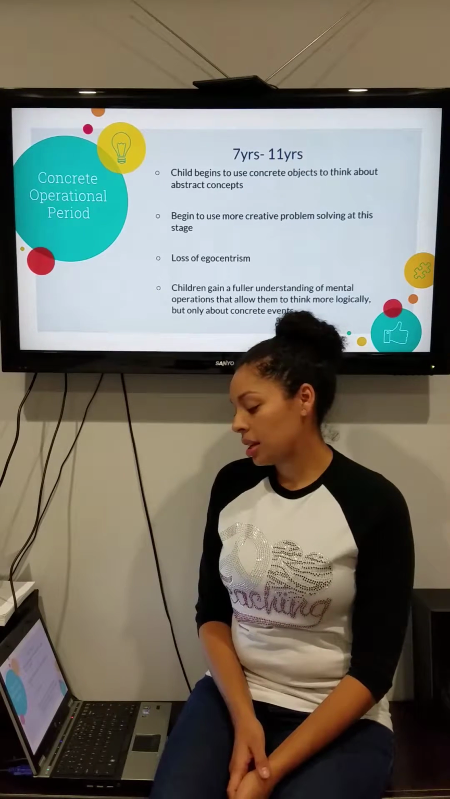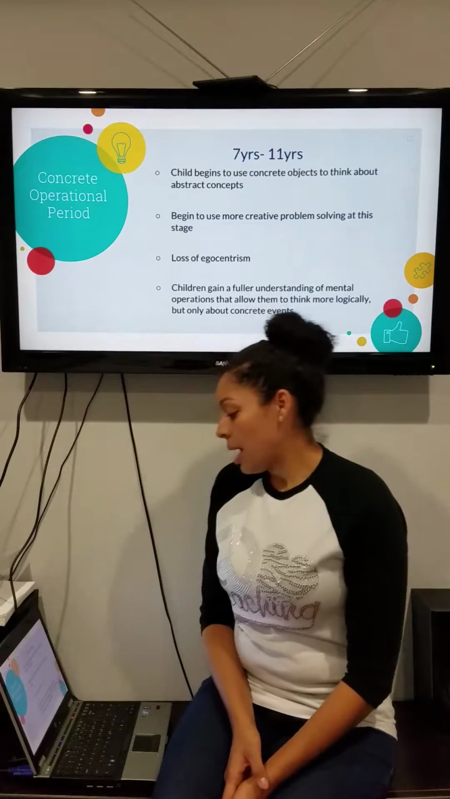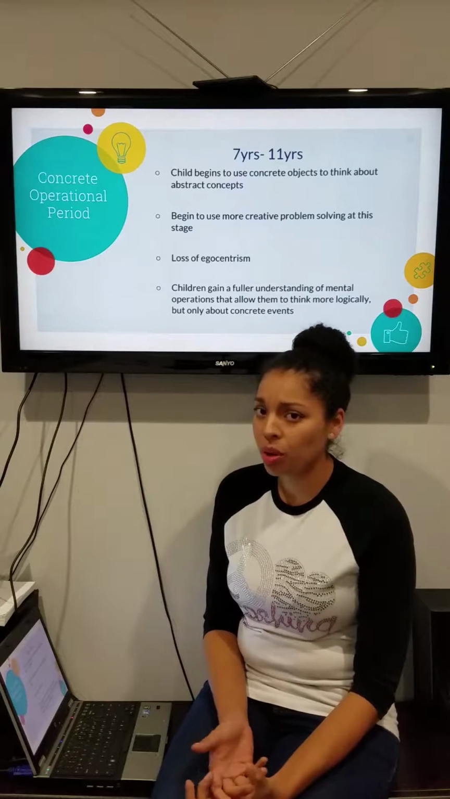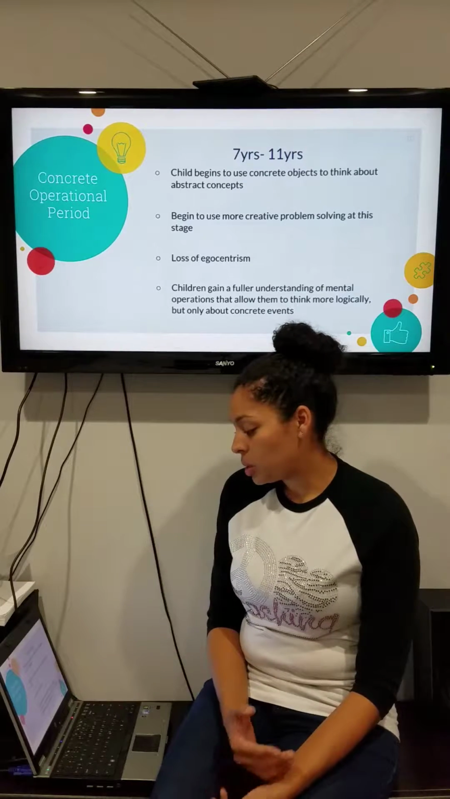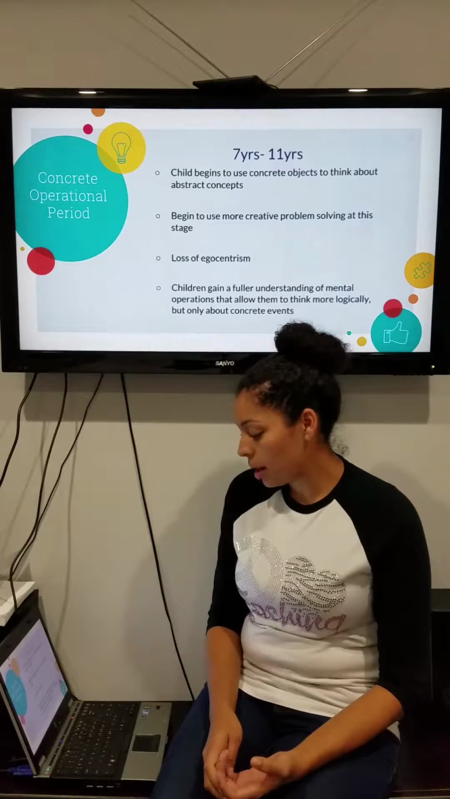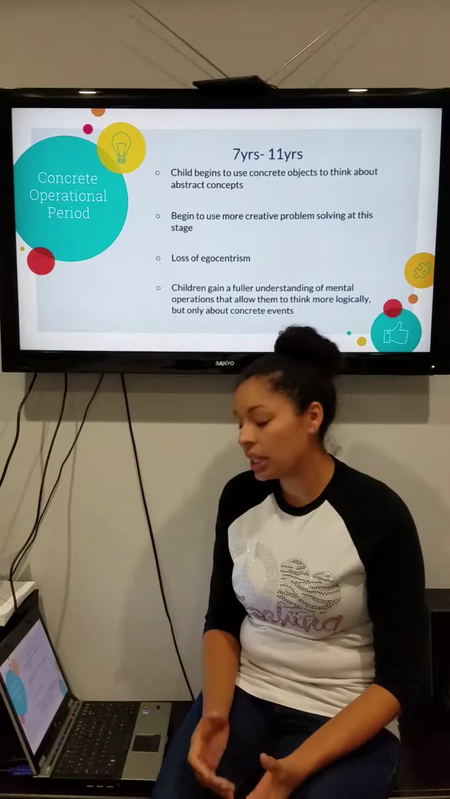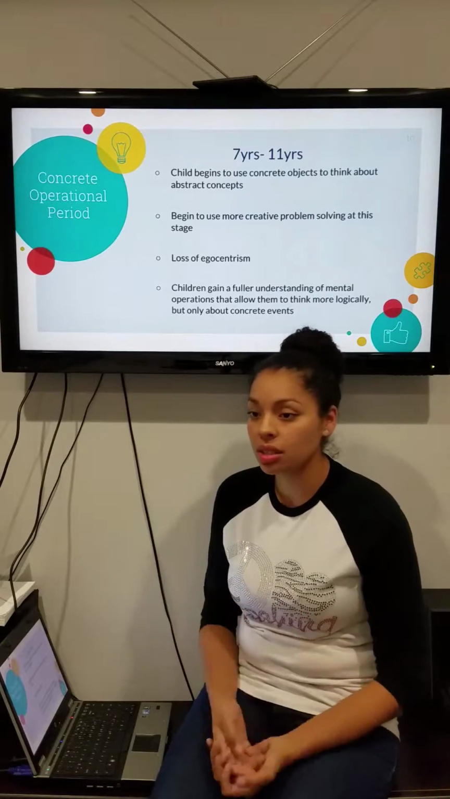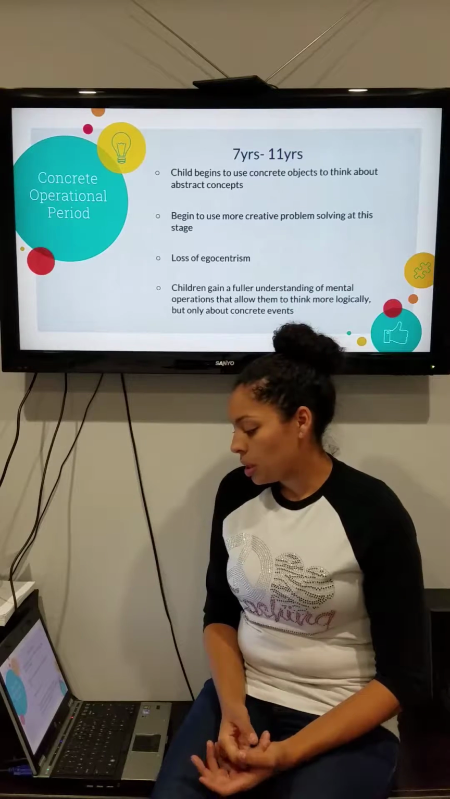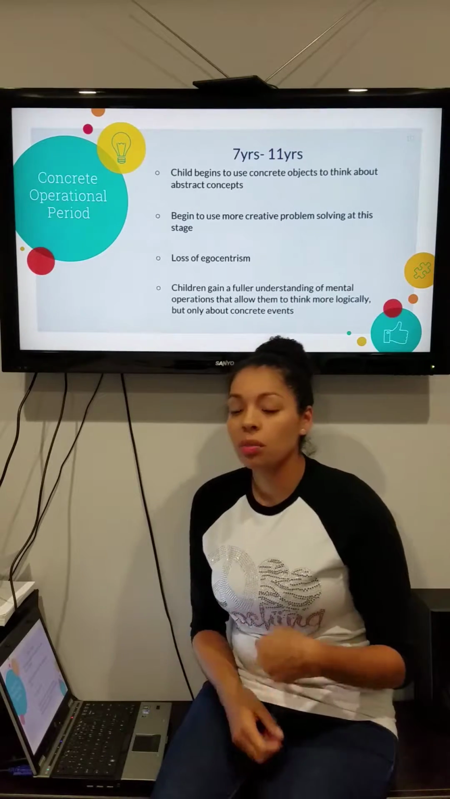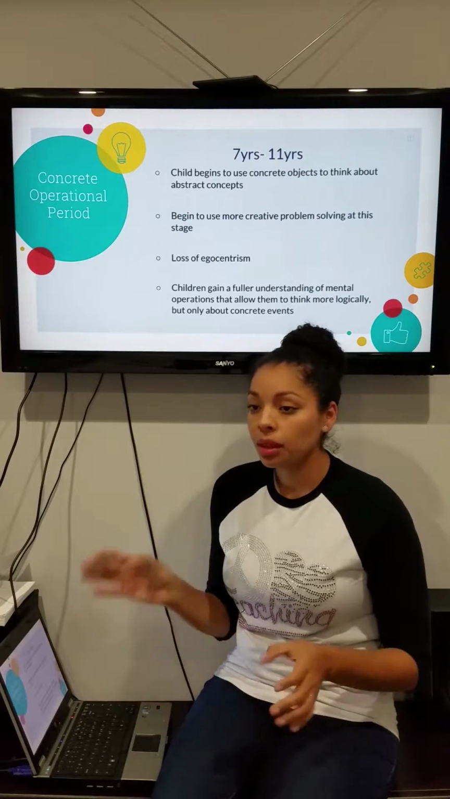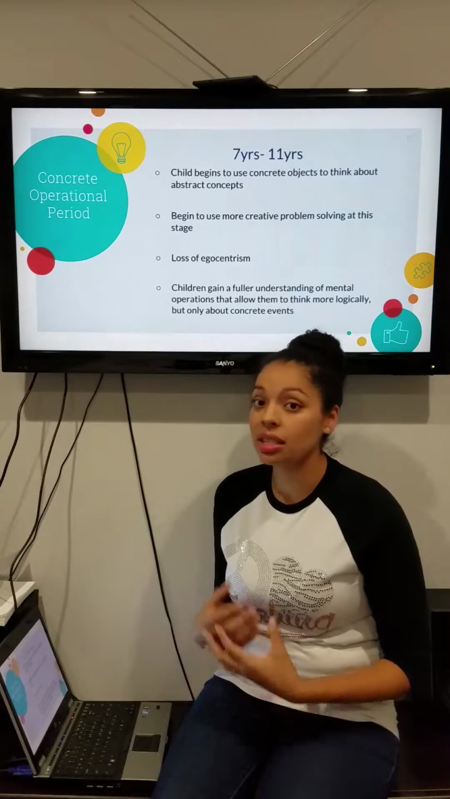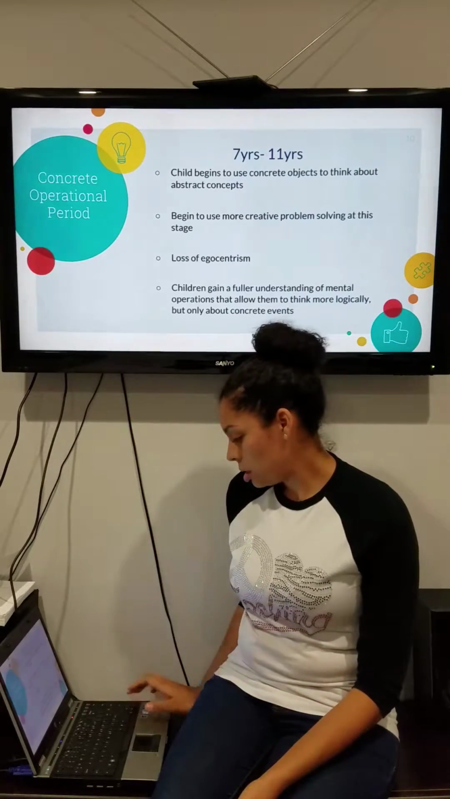All right, so the next stage is the concrete operational period, and this is from 7 years to 11 years of age. At this stage, they begin to think a little bit more abstractly about things. They begin to have a little bit more creative problem-solving skills. They also gain a fuller understanding of mental operations. So, like maybe they can do some mental math without having to use their fingers and manipulatives. So I'm going to show you another clip, and this is the same experiment that they conducted with the little girl, where they pour the juice into the glass, but this little girl's response is different because she is at a different developmental stage.